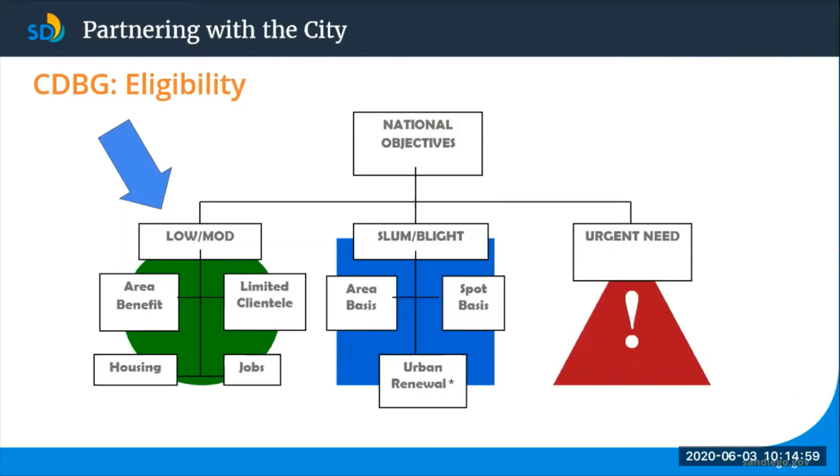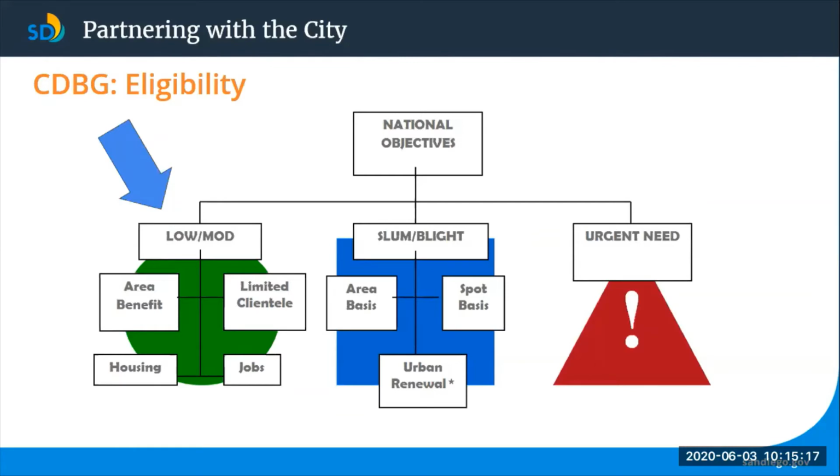Any CDBG project, or Community Development Block Grant project, must meet one of three national objectives. These are defined by federal regulation. They are low and moderate income benefit, slum and blight, and urgent need. And I'm going to go in reverse order here.